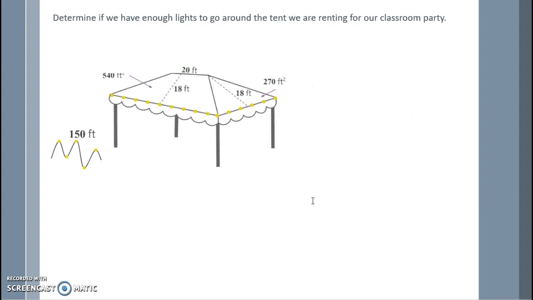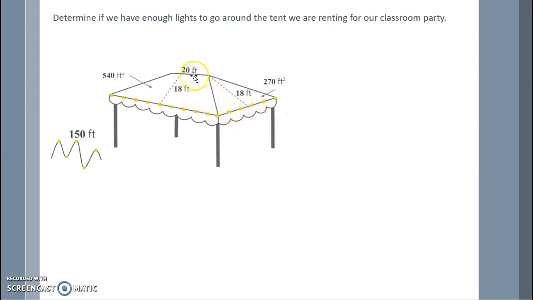Determine if we have enough lights to go around the tent that we are renting for our classroom party. So we need to know the perimeter of this rectangle. In order to do that, we need to know what the length is of the long side and the length of the short side is.